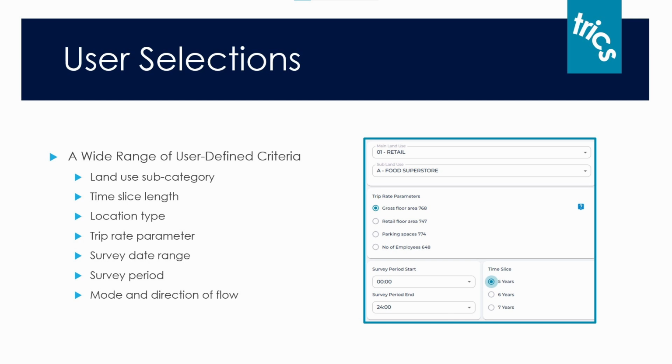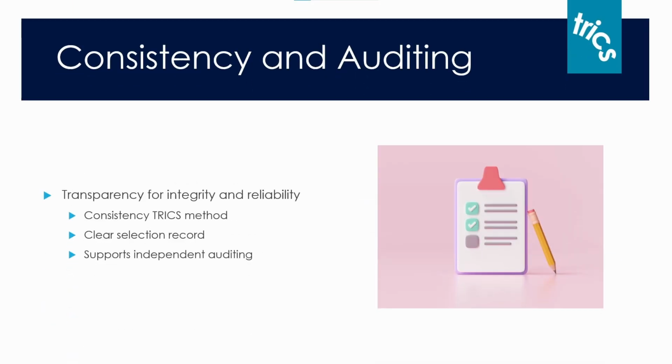You can set the earliest and latest survey dates, pick your survey period, and choose the mode and direction of flow. For example, vehicle only, arrivals plus departures. Once those are confirmed, TRICS analyzes the database in real time and produces the results instantly. By embedding this function within TRICS, we reinforce the system's commitment to clarity, consistency, and auditability.